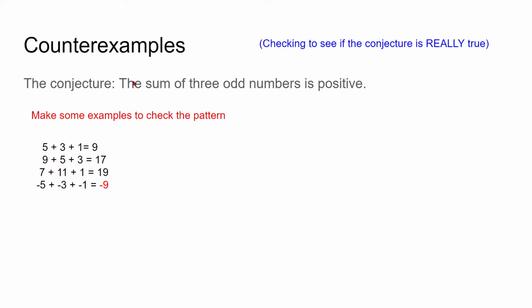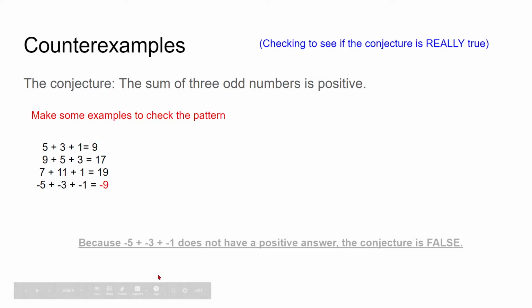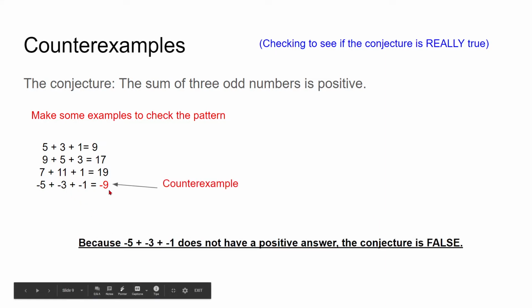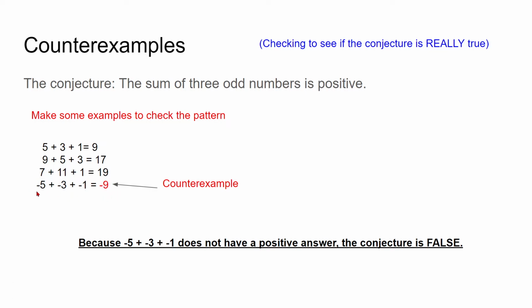And notice that in the beginning, it was working out. These were odd numbers. It was positive. Odd numbers, positive. Odd numbers, positive. Looks good. But by doing enough of these examples, I found one that broke the rule. Because these are odd numbers. They're negative, but they're still odd. And I came out with a negative number instead of a positive number. So that means that this line right here is my counter example. If I was asking you to write a counter example, you would write this whole thing. You'd put -5 plus -3 plus -1 equals -9. And you might want to circle or highlight the -9 to show that is the part that is breaking the rule.